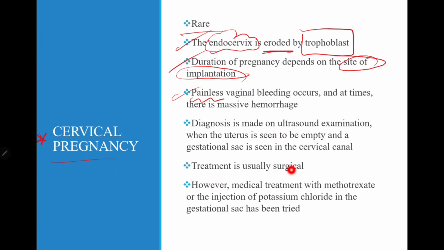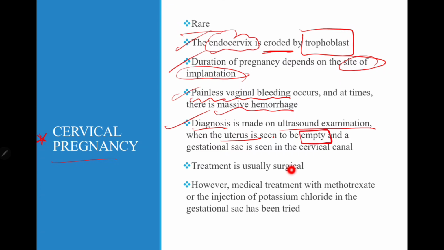Painless vaginal bleeding occurs, and at times there is also massive hemorrhage. Diagnosis is made on ultrasound examination when the uterus is seen to be empty.